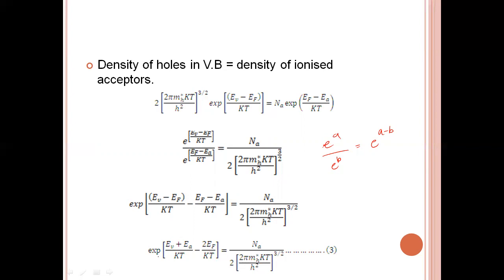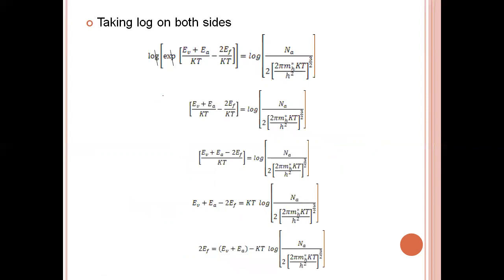Now if you apply the logarithm on both sides, the logarithm and the exponential function cancel each other. So you're left with (Ev + Ea)/kT - 2EF/kT equal to the log of this term. Again, kT is the LCM. If you take kT to the other side, you are left with Ev + Ea - 2EF equal to kT times the log of the constant value.